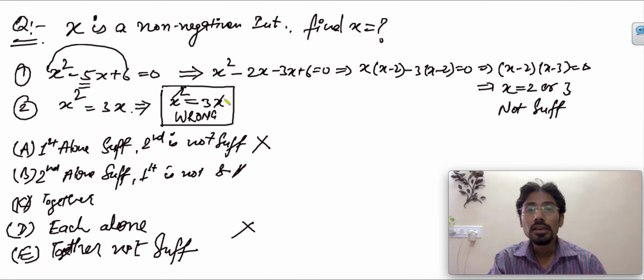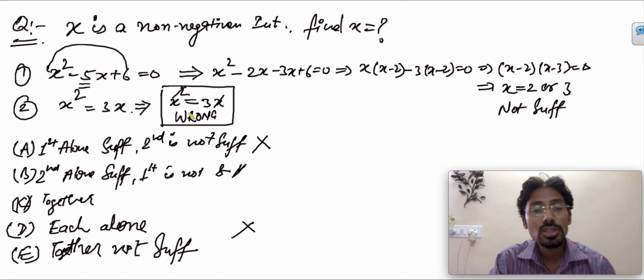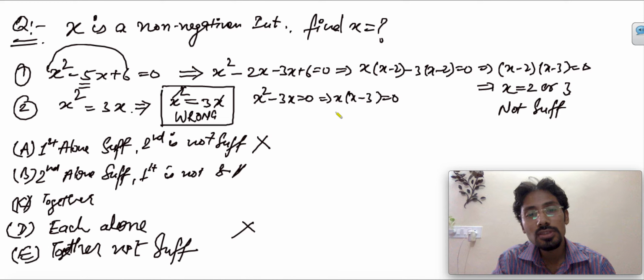Therefore, this is a wrong thing when you do not know whether the variable is non-zero or not. If the variable is non-zero, it's fine, but if you do not know whether it's non-zero or not, then it's not a correct thing. Here the question says it's non-negative, which means it can be 0 as well, so it will be wrong. So what you do instead is, you say x squared minus 3x equal to 0, you take x common, x minus 3 equal to 0, and then you say that x is either 0 or 3.